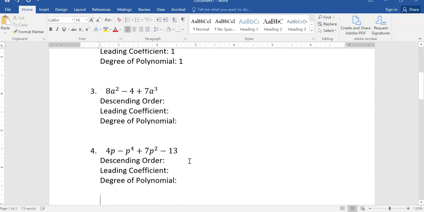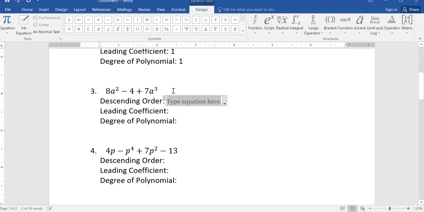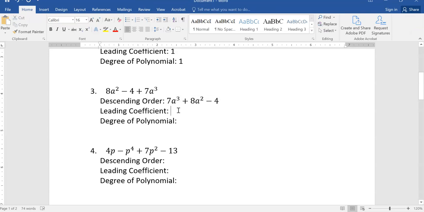On problem number 3, descending order, we have to start with the highest degree term. So we're going to start with the 7a to the third, and then we're going to have 8a squared, and then a minus 4. Be careful that the minus travels with the 4, and the 8 and the 7 stay positive. So there you go. Leading coefficient on this polynomial is 7. The degree of this polynomial is 3.